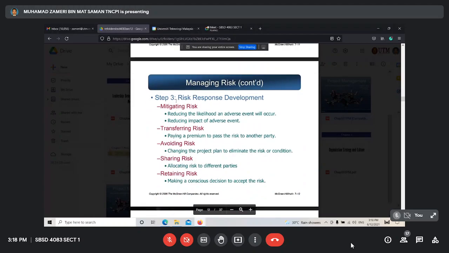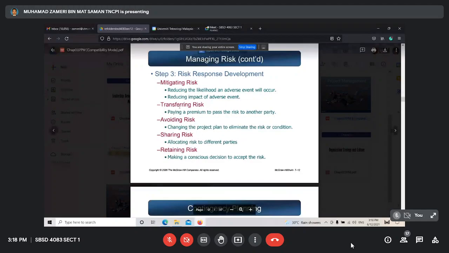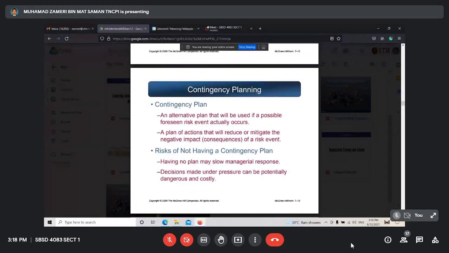And then the next is risk response development. That means you develop a mitigation plan. A mitigation plan is something to overcome that risk, something to overcome the problem. Risk is something related to the problem. So how to overcome the problem in your project? To make sure your project is on time, or finishes on time. Okay. So this is risk response development. So you need to do a mitigation plan and so on.